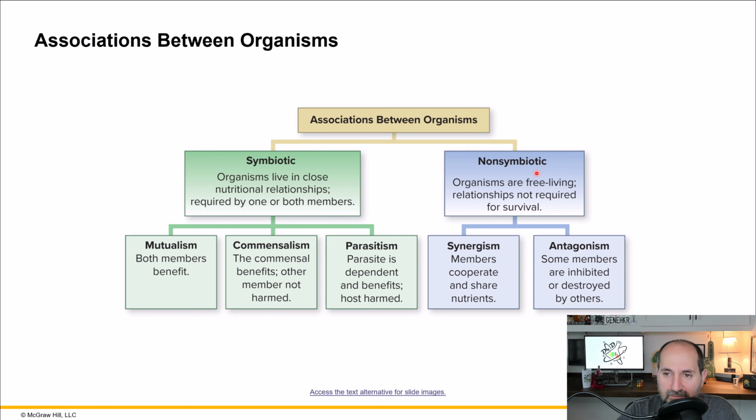Non-symbiotic relationships, this is when organisms are free living. Relationships are not required for survival. This can either be synergistic or antagonistic. During synergism, members cooperate and share nutrients. During antagonism, some members are inhibited or destroyed by others.